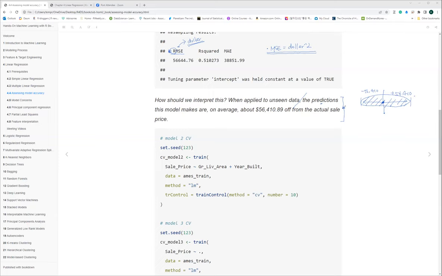So it's actually a pretty poor model, because a $56,000 difference is a very, very poor model. It does not provide us any insight or any accurate prediction of the housing prices. There are too many differences off. So it's a poor model. Due to that reason, this book tests two other models. The other one, as you can see here, is a multiple linear regression adding the year built.